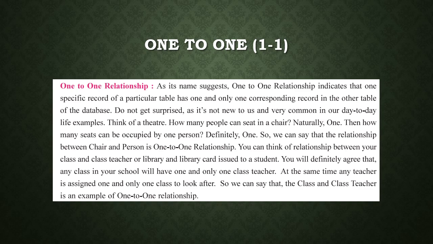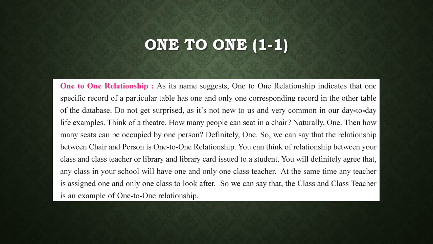So you will definitely agree that any class in your school will have one and only one class teacher. At the same time, any teacher is assigned one and only one class to look after. So we can say that the class and class teacher is an example of one to one relationship. I hope you got it.